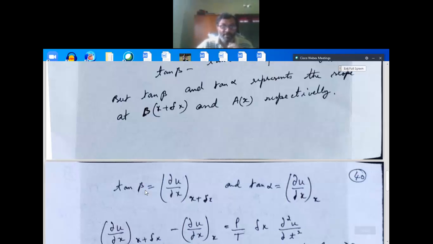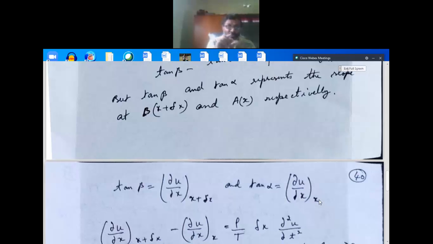So tan beta, since it is the slope, is written as dou u by dou x. Slope means dy by dx, but in partial derivative it is dy by dx at the point x1, y1. Here tan beta is the slope at the point B, x plus delta x. So tan beta equals dou u by dou x at the point x plus delta x. Tan alpha equals dou u by dou x at the point x, because both are measured with the horizontal.